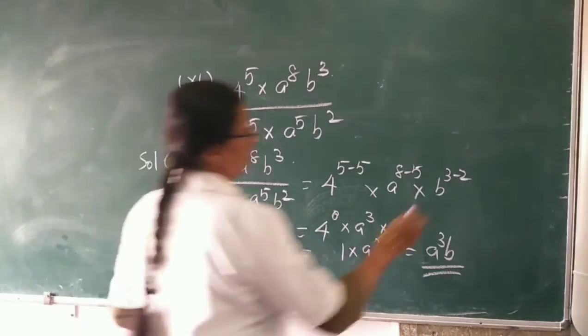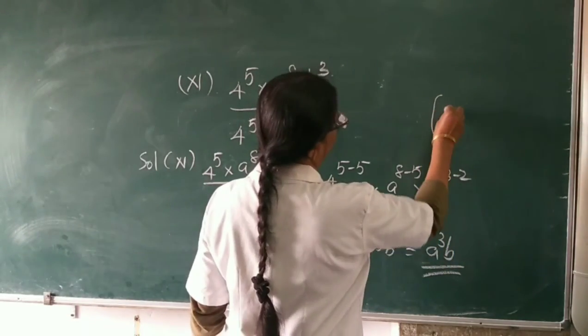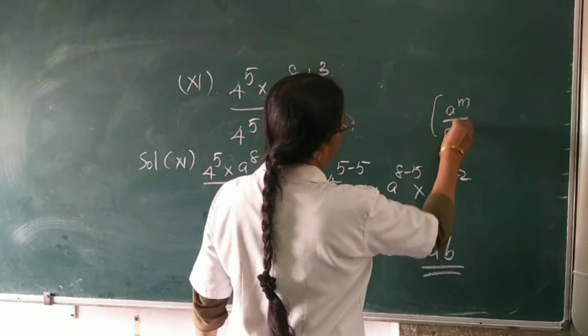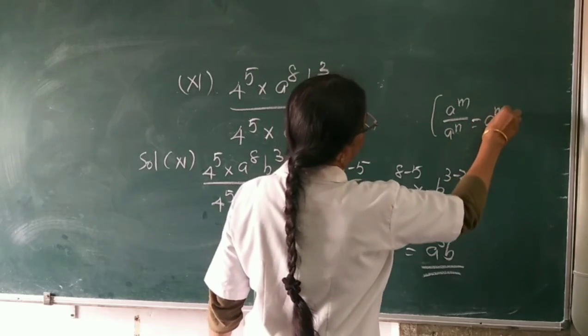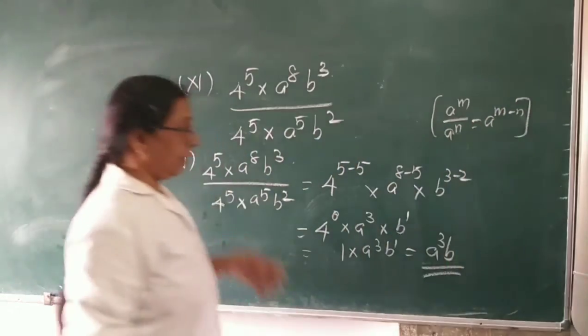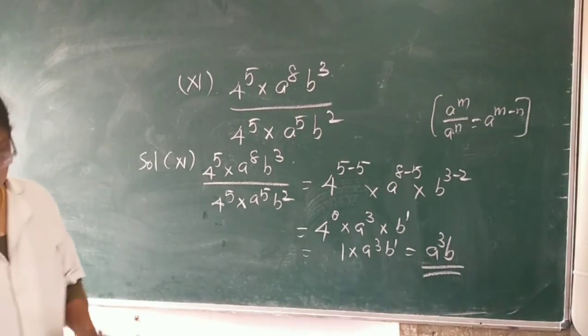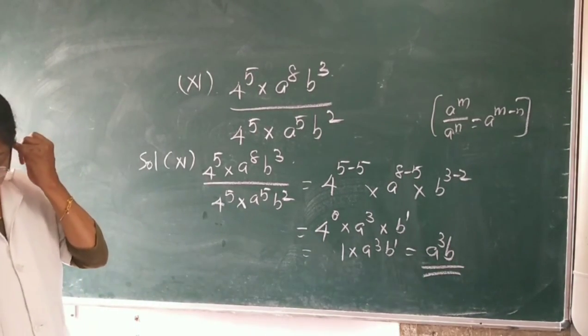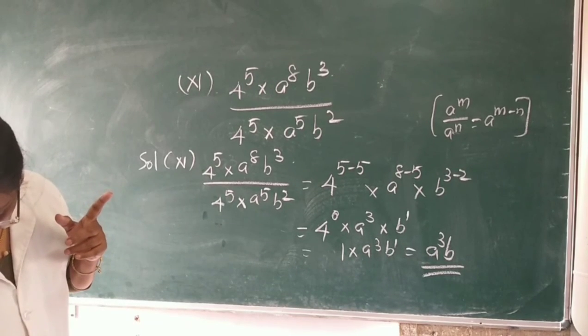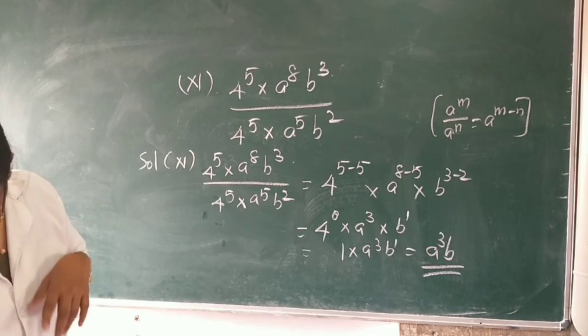Second level. ഇവിടെ ഏത് ലോയാണ് വന്നത്? a raised to m divided by a raised to n is equal to a raised to m minus n. That law അതാണ് ഇവിടെ അപ്ലൈ ചെയ്തത്. ക്ലിയർ ചിൽഡ്രൻ? ഇത് മനസ്സിലായോ? ഇനി one more question. അതെ, ലാസ്റ്റ് question.